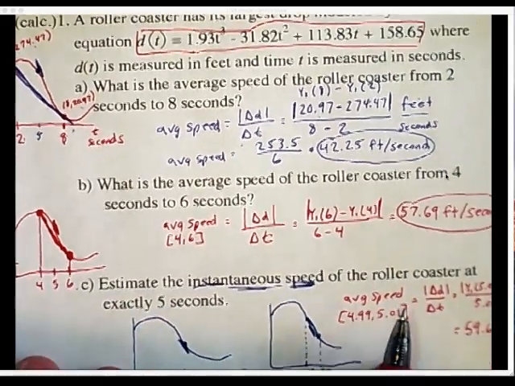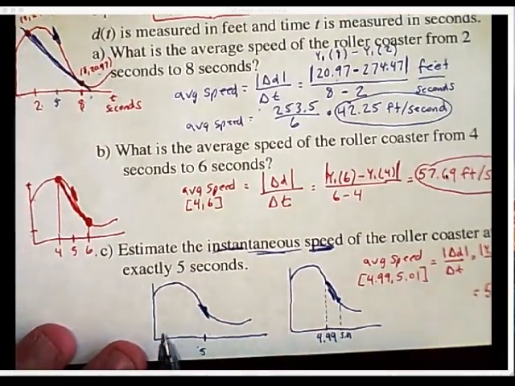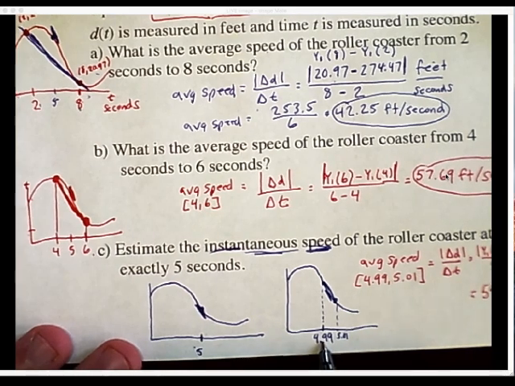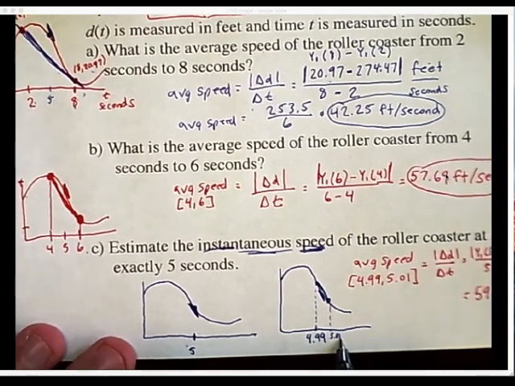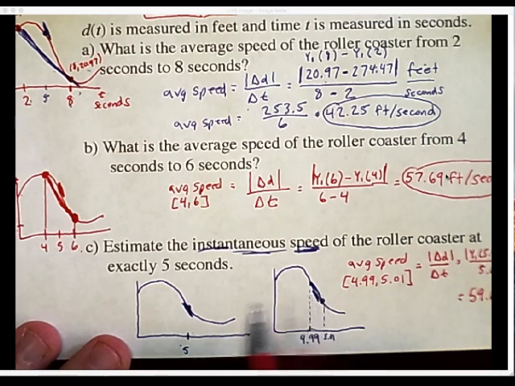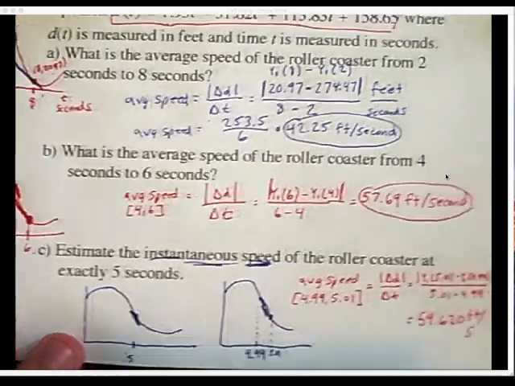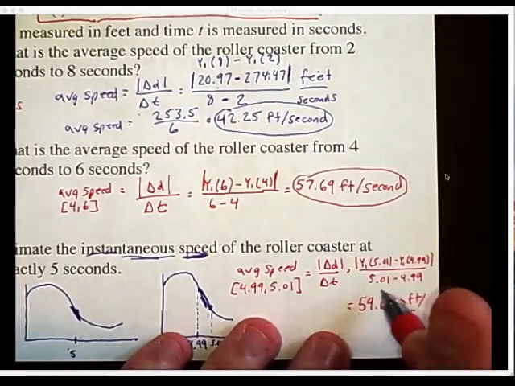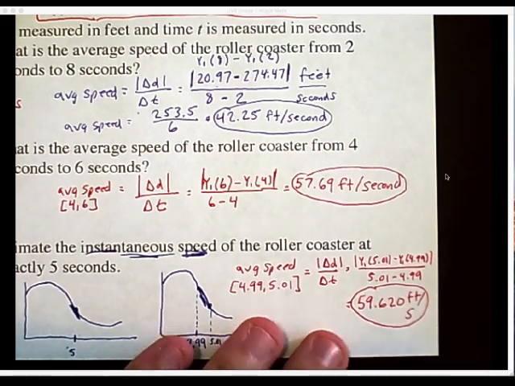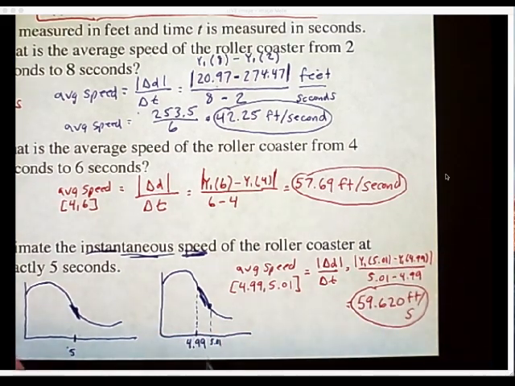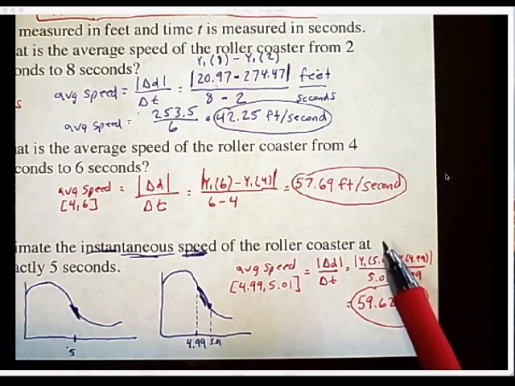But when we get closer and closer and closer to this middle number of 5, like if I'm going from 4.99 to 5.01, the slope of this secant line is going to be much closer to the true slope, the instantaneous slope, or instantaneous speed. Then we got 59.620 feet per second. So the closer we get to 5 by picking points on each side, the better our estimate becomes. That's when the average speed and the instantaneous speed get closer and closer and closer.